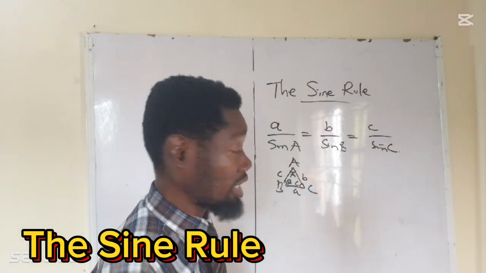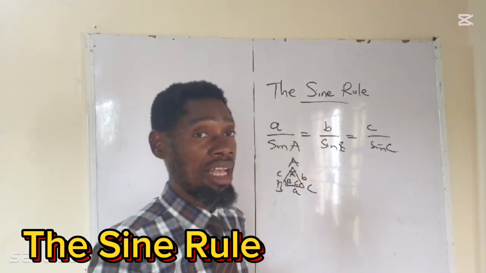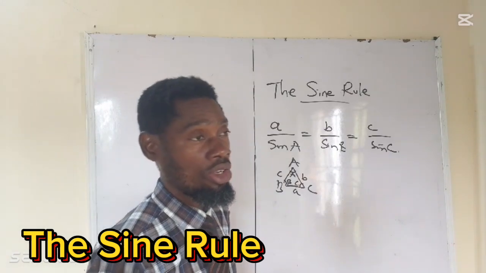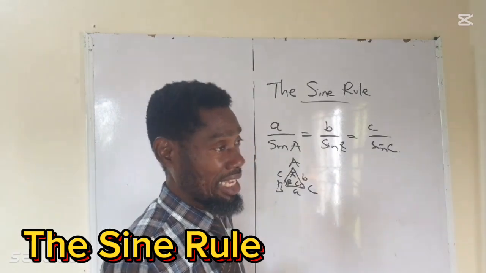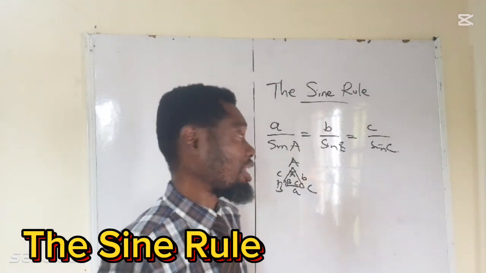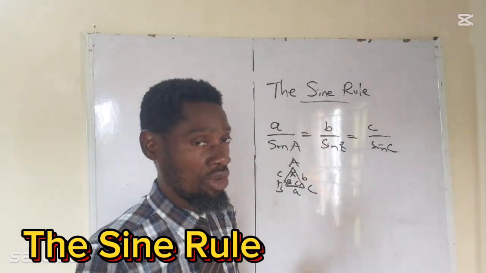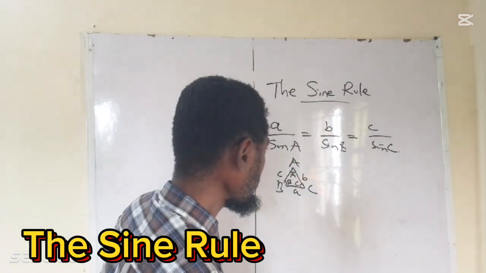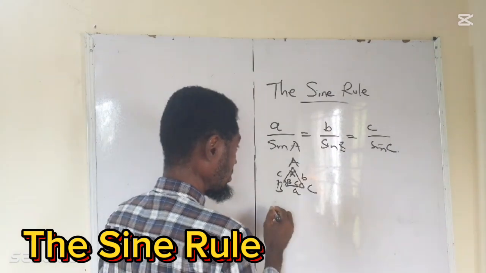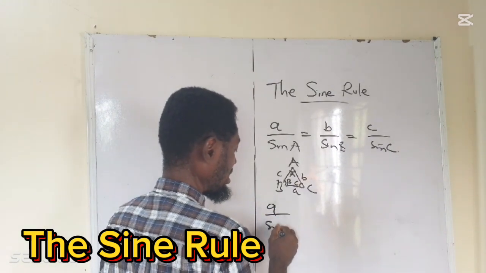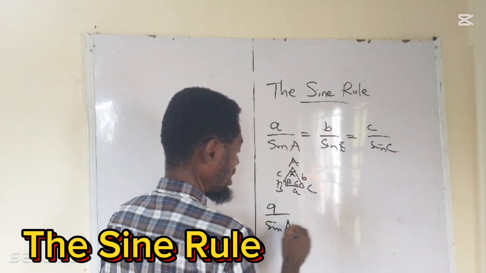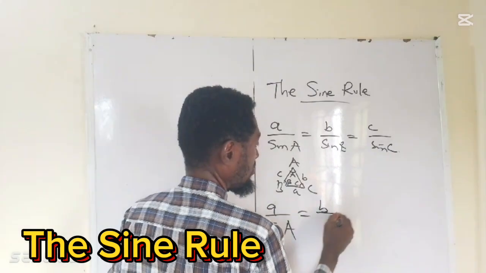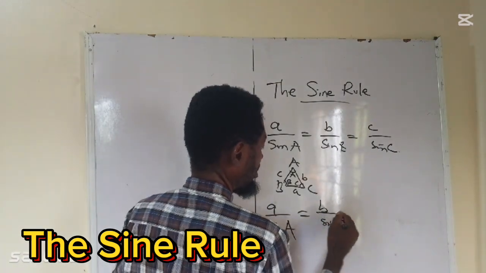If only you're able to carefully identify the actual side you're looking for, then you can carefully substitute the values in the formula and you get your right answer. So let's see how we can manipulate these formulas. Let's take the first one: a over sine A is equal to b over sine B.